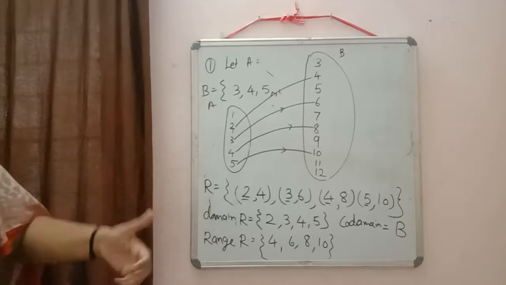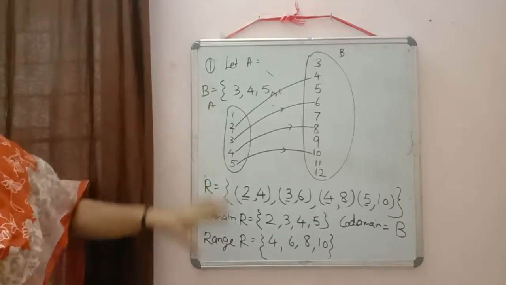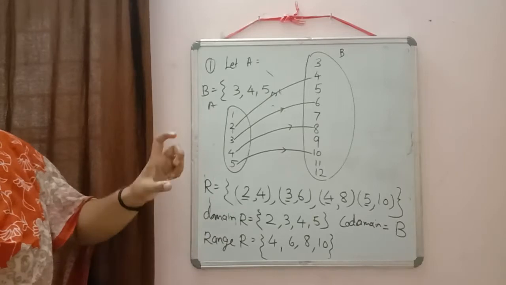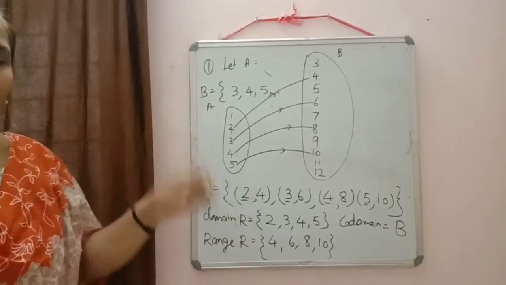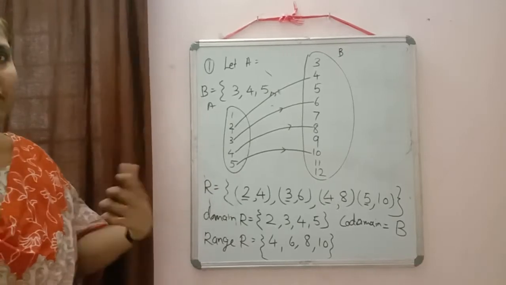Okay, so all of you, in the rest of the questions we will do all these things. Now I will define the relation only. Again and again I am not writing: write down its domain, codomain, range, draw the diagram. We will draw directly.